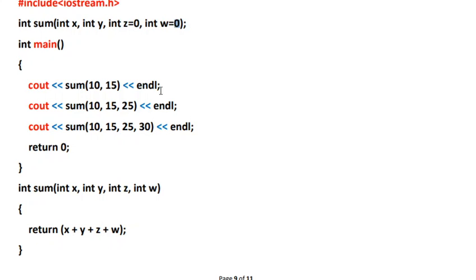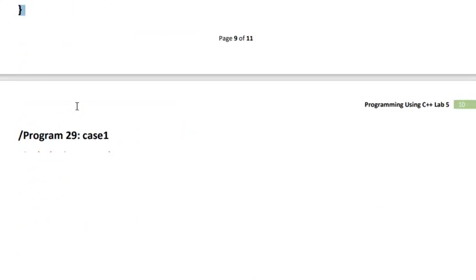So in the first case, the sum will be 25. In the second case, the sum will be 50. In the third case, the sum will be 80. Because you see, the sum function has been defined as a function that returns the sum of x, y, z, and w.